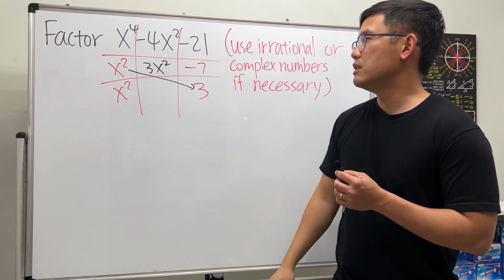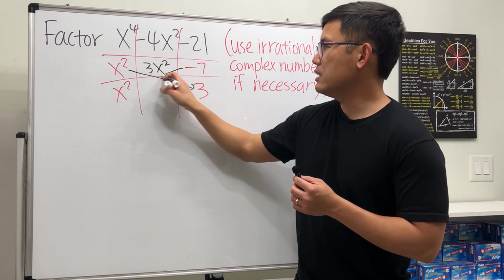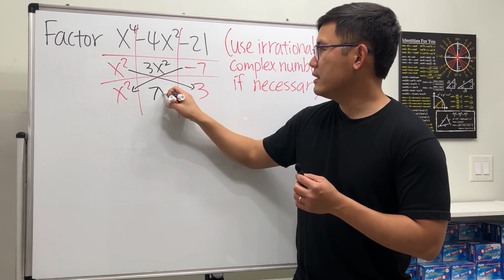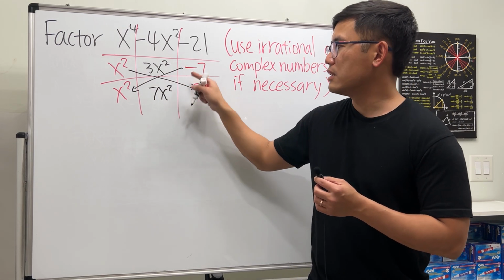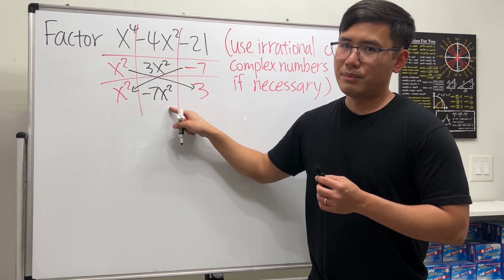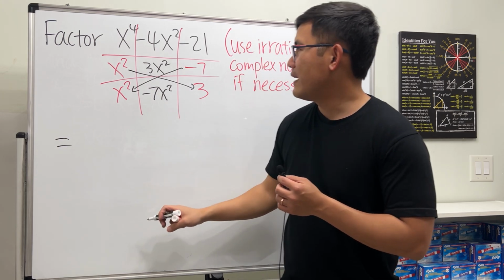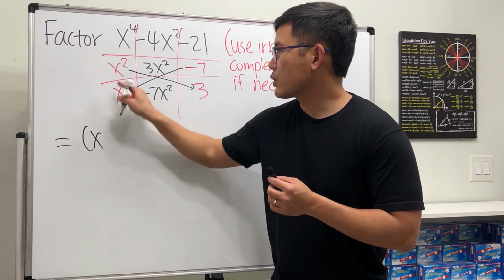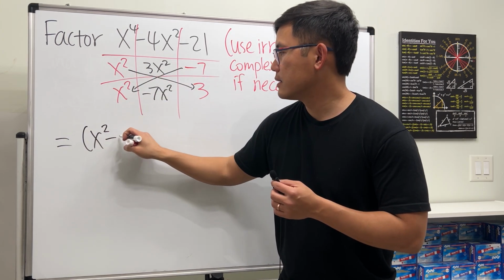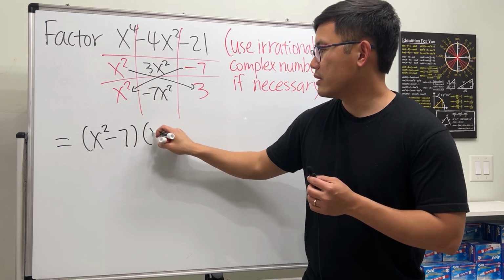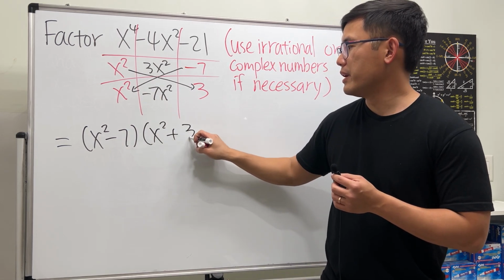This times that is 3x squared, and then match with the x squared term. So that's why I said this is my work. And we see that this times that is negative 7x squared. When we combine, we do end up with that, so this is good. So this right here, we can factor it to be x squared minus 7, and then x squared plus 3.